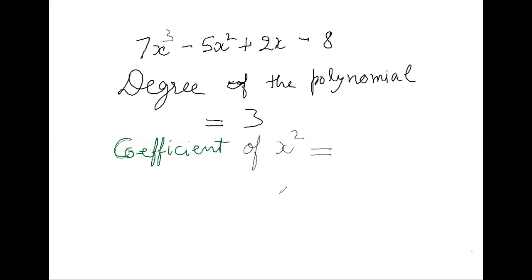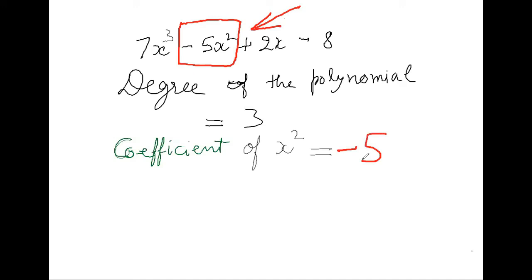Where is x square? X square is here. The term containing x square is this. So in this question, the term containing x square is this. Now, besides x square, what else is written in it? Tell me, all children. -5. -5 is the coefficient. That's it. Simple. Very simple.